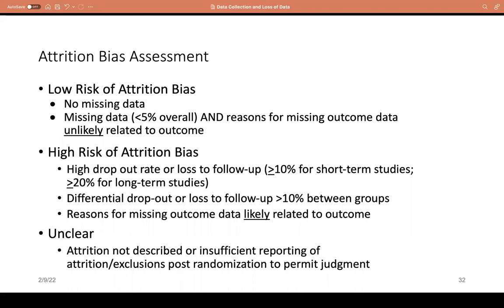And then when you're doing your assessment, low risk is if there's either no missing data or very little missing data, and if the missingness is unlikely to be related to the outcome. You're worried about attrition bias, so you think there's high risk if there's a lot of attrition or it's differential between groups, or if the reasons for missingness are likely related to the outcome. And then, as we'll see is often the case, sometimes it's just not clear based upon what you're seeing in the paper.